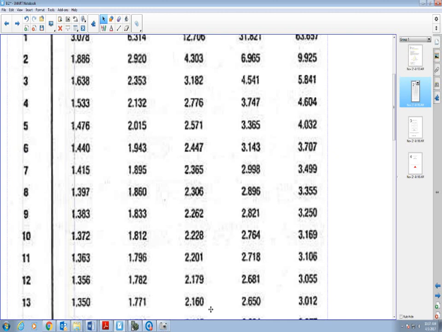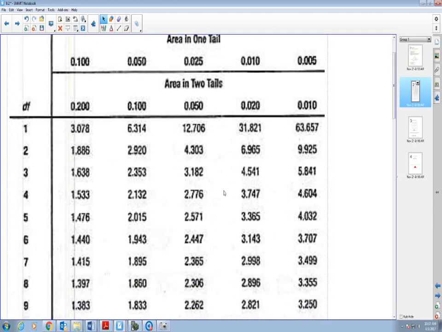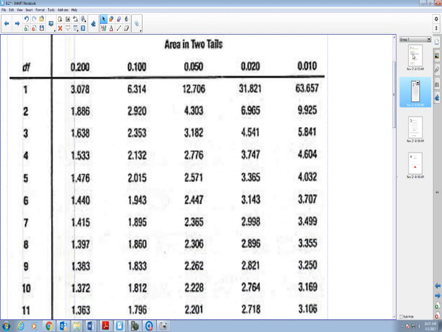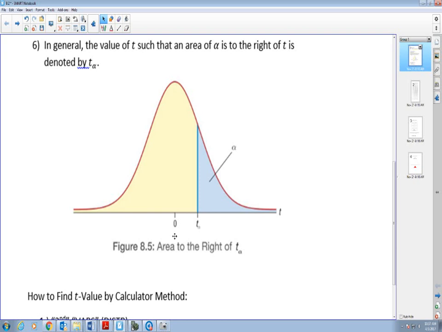Now, here's the thing though, if I'm looking for area to the left, then my T value will be negative, okay? The table doesn't have a negative because the table only shows area in one tail versus two tails. So you just know that the T distribution, which becomes approximately normal, is centered about zero. So to the left side of the zero will have a negative T value. This is something you kind of pick up on when we learn the normal curve. All right, so that's how you do it in a table.